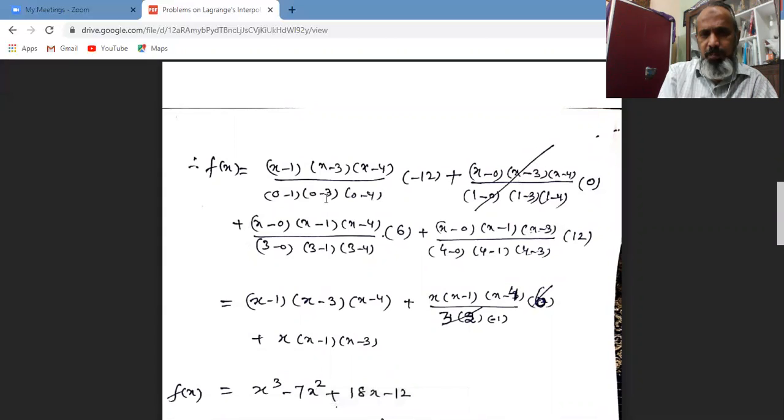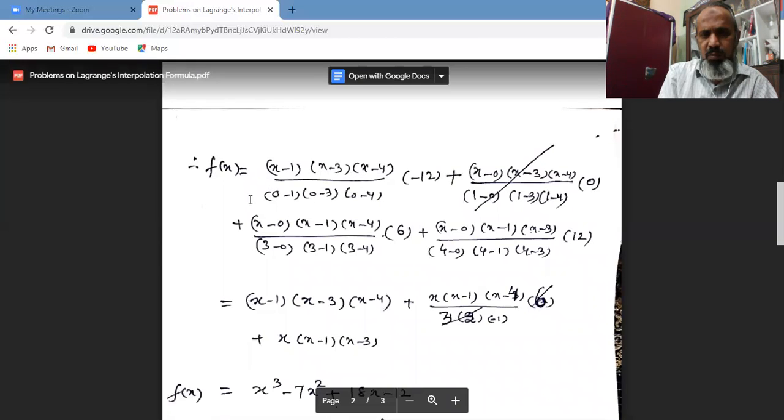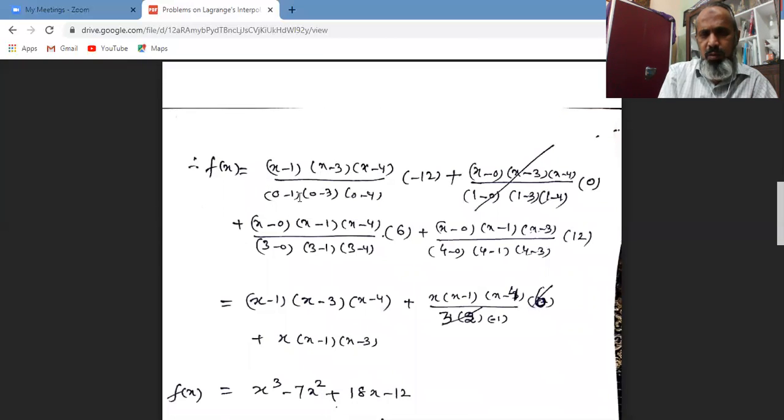Now simplifying, this is x minus 1, x minus 3, x minus 4. So what is in the denominator? Minus 1 into minus 3 into minus 4. Minus, minus, minus, it is minus. 4 threes are 12, into 1, 12. Minus 12, and this is also minus 12. So these factors will be cancelled. We are left with only x minus 1, x minus 3, x minus 4 in the first term. So this is the result of the first term.